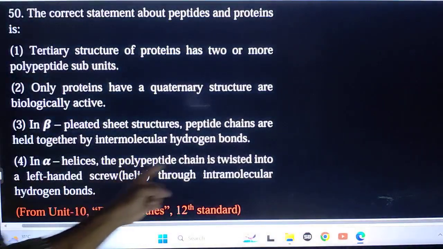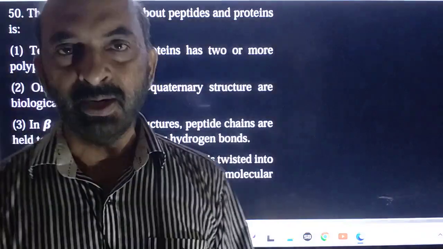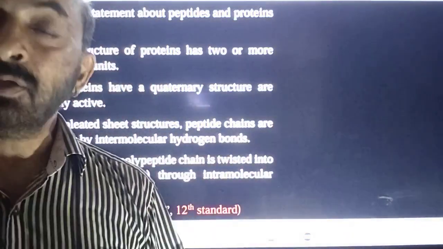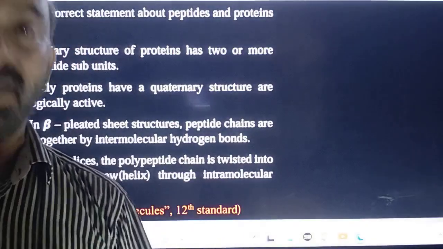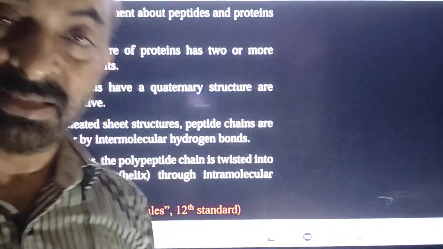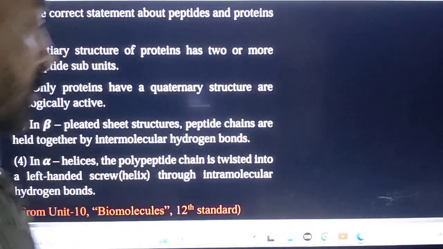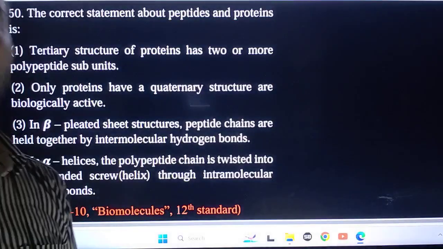In alpha helix structure, the polypeptide chain is twisted into a left-handed screw helix through intramolecular hydrogen bonding. Of course, the second part, that it is through intramolecular hydrogen bonding, is correct, but it is not a left-handed screw type, but a right-handed helix. Right-handed helix, we have studied that. So that is also incorrect. So our answer for this particular question is option number 3, the question from biomolecules. Okay.